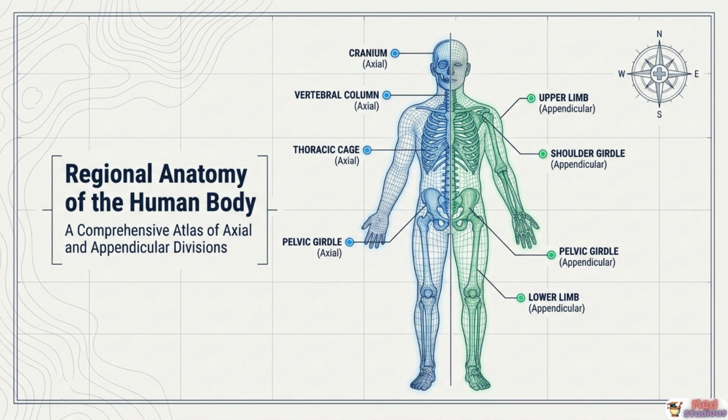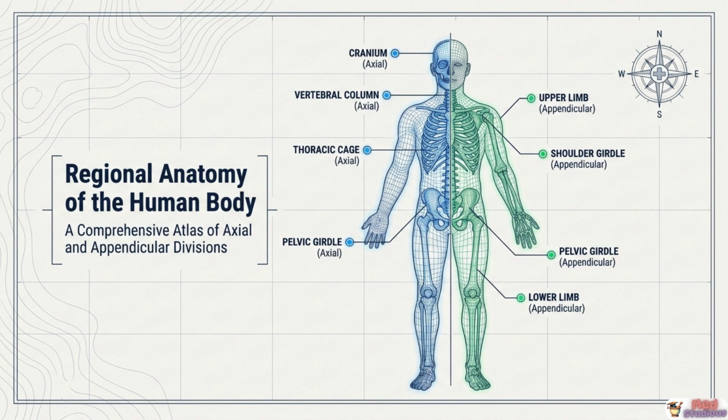The axial division, shown in blue, forms the central core of the body. It includes the cranium, the vertebral column, the thoracic cage, and the pelvic girdle, everything along the central axis from the skull down to the sacrum. The appendicular division, shown in green, forms the extremities, the structures that append or attach to the core. It includes the upper limbs, the lower limbs, the shoulder girdle, and the pelvic girdle.